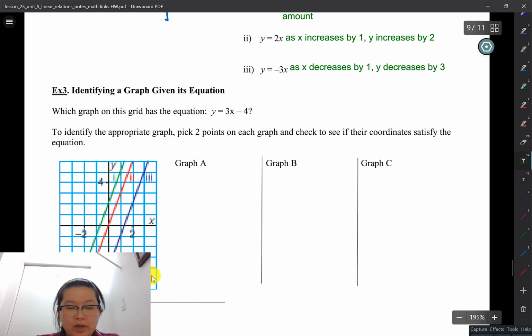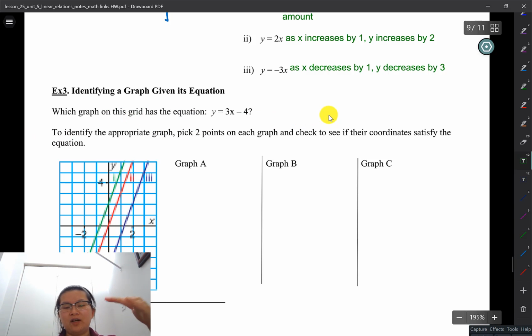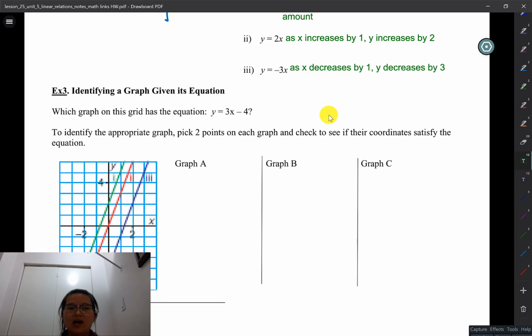Okay, so we have one quick one here. Which graph on this grid has the equation y is equal to 3x minus 4? To identify the appropriate graph, pick 2 points on each graph and check to see if their coordinates satisfy the equation. That is the other way you could do it, because before we've gone from the equation to the graph, now we're going from the graph to see whether or not these points on the graph satisfy the equation. So that's another way to figure out the match here.